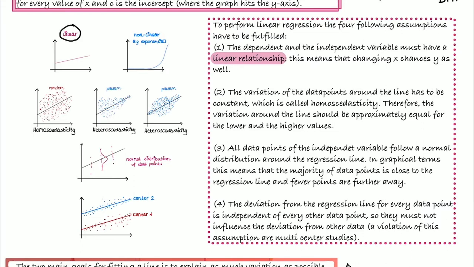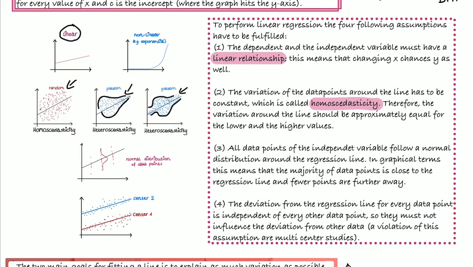Then, for the second assumption, there's a complex word called homoscedasticity. And here you can see what this means. So that means that there's a random pattern for the data points. If you take a look at the second and the third picture here, you can see that there is kind of a shape, and that's not what we want, because the variation around the regression line has to be approximately the same for the lowest and for the highest values.